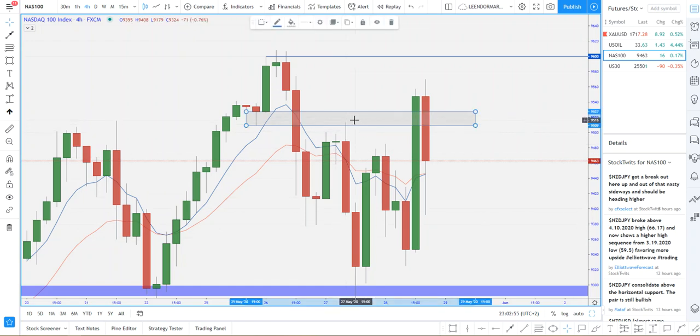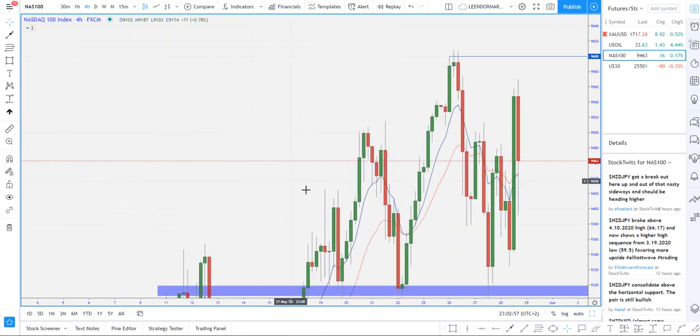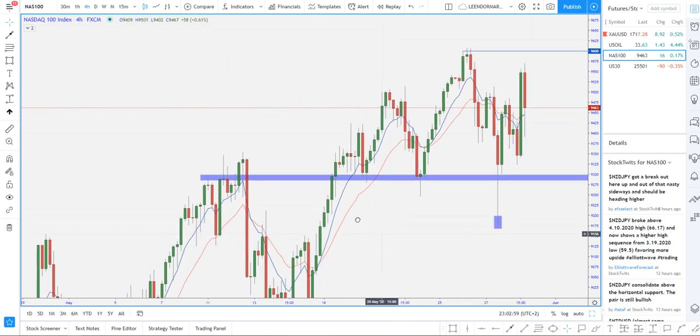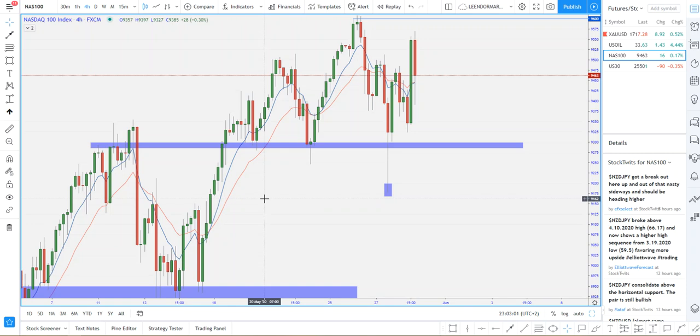So look at how the multiple spike formations happen at support. Look at how these candlestick patterns happen at support. So you look at those patterns for you to actually understand what is happening.